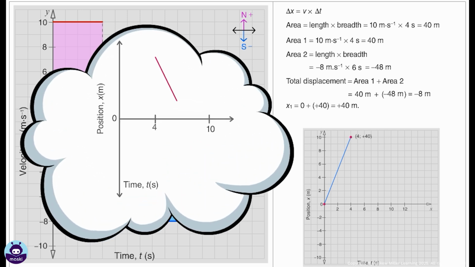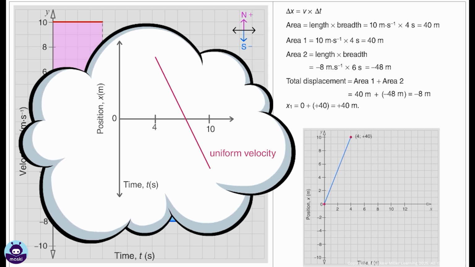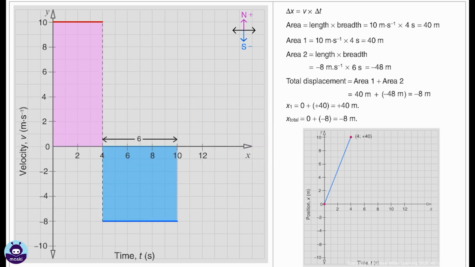The object is in motion under uniform velocity between t equals 4 seconds and t equals 10 seconds. So, the portion of the graph for this time interval will be another straight line with a slope. We know the position at t equals 10 seconds. It is minus 8 meters. This gives the displacement of the object between t equals 0 second and t equals 10 seconds.